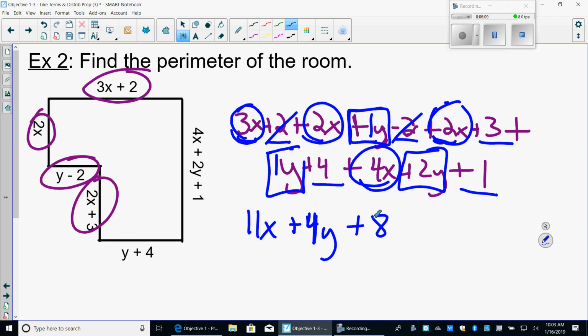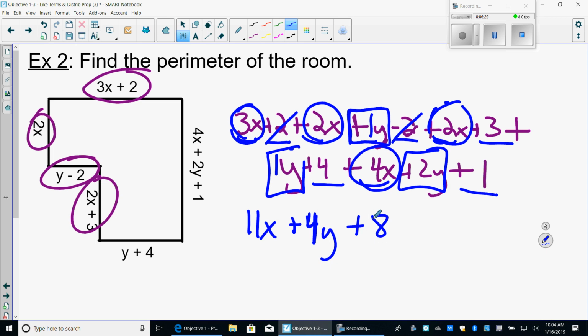So you pick one way or the other. Any questions? Even though it's perimeter, even though it's a funky shape, perimeter, you add up all the sides and you still don't try to add things that don't match. You add your x's with your x's and your y's with your y's and your numbers with your numbers. Things that match, just like kindergarten.